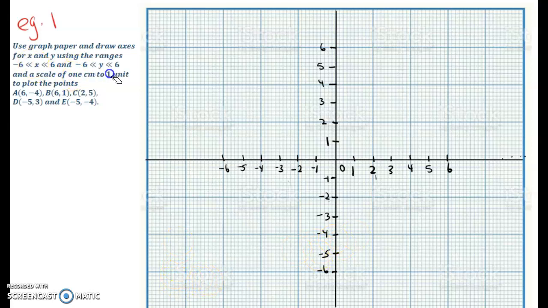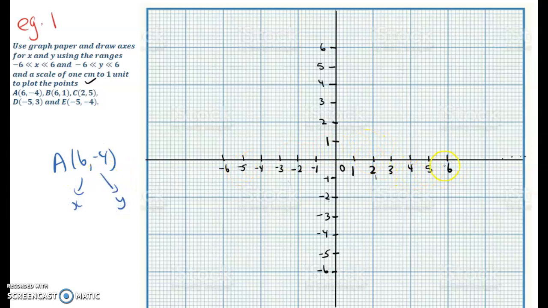Now, we're finished with our scales, right? So we've done this piece. Now let's start the plot. So A is the point 6, -4. So 6, -4 would be 6 on the x-axis and -4 on the y-axis.